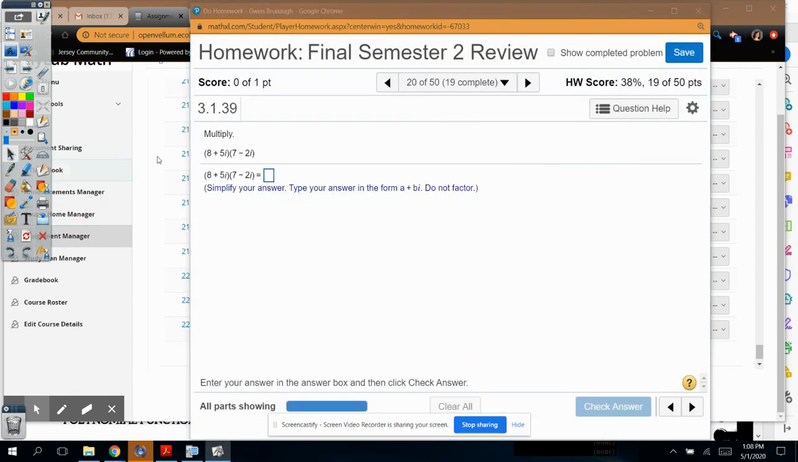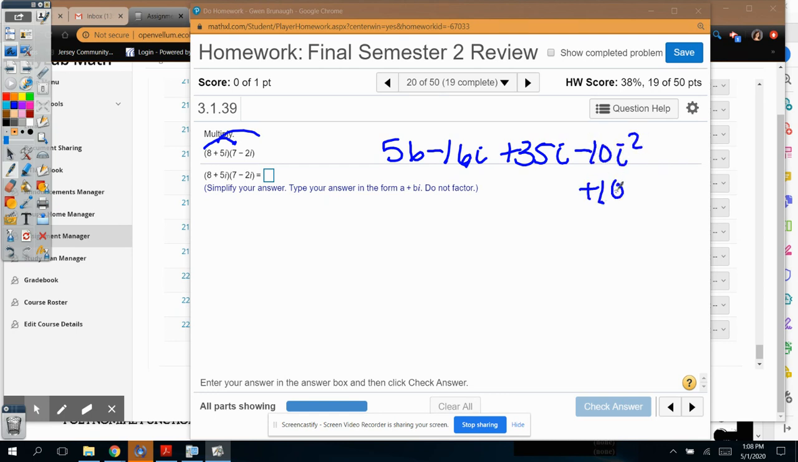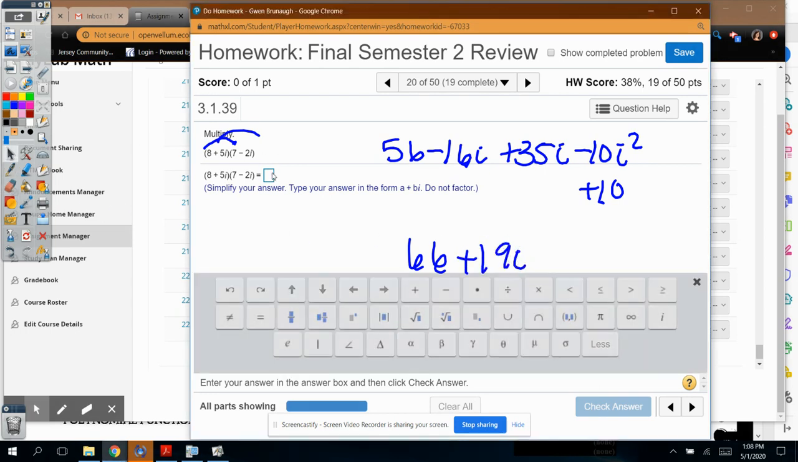Okay, multiply these, just double distribute. You have to double distribute, and you have to remember that i squared is -1. 8 times 7 is 56, minus 16i, plus 35i, minus 10i squared, which becomes a plus 10. They want the number part first, so that's 66. And then you just take -16 plus 35. It's a positive 19i. So 66 plus 19i.